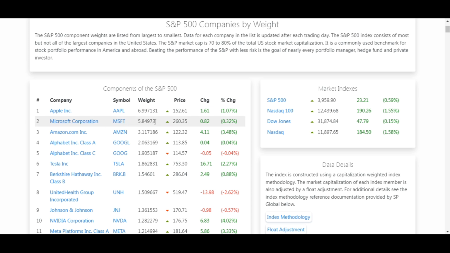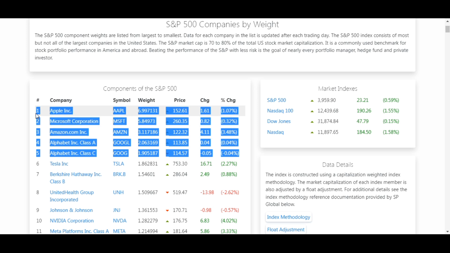Okay. Then we have Microsoft at 5.84%. Then we have Amazon. Then we have Alphabet class A and class C. If you look at the top 5 companies and add the weights, 7 and 6 is 13, 13 and 3 is 16, and 2 is 18, and 2 is 20.